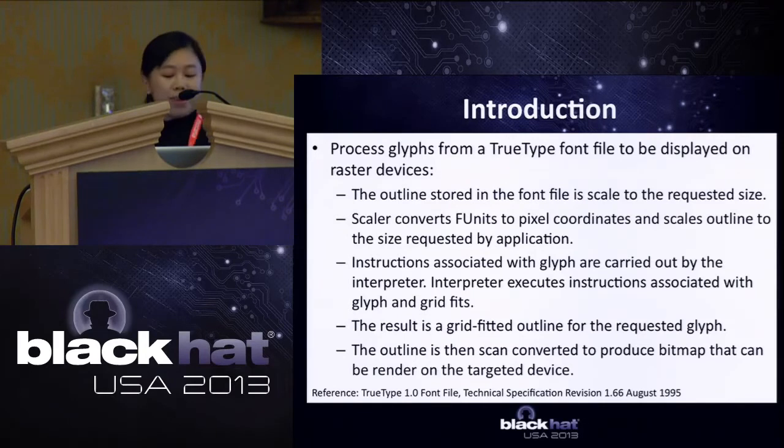Okay, basically, this slide summarizes the process of a glyph to be displayed on a raster device. First, the outline stored in the font file is scaled to the requested size, and the scaler converts font units to pixel coordinates and outlines to the size requested by the application. The interpreter will execute the instructions associated with the glyph and grid fits. The outline is then scanned and converted to produce a bitmap that can be rendered on the target.